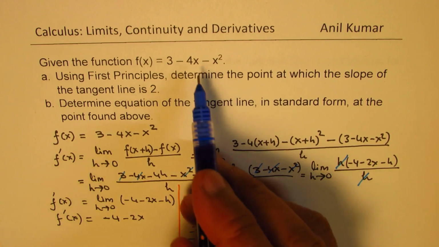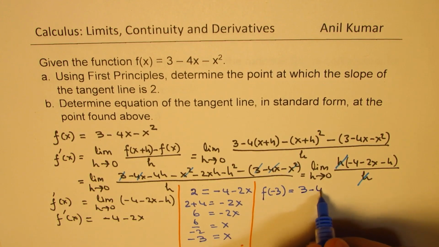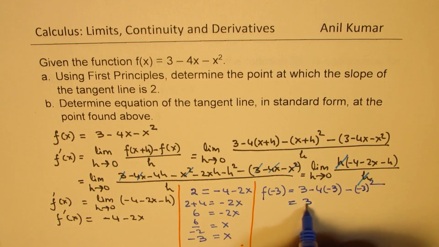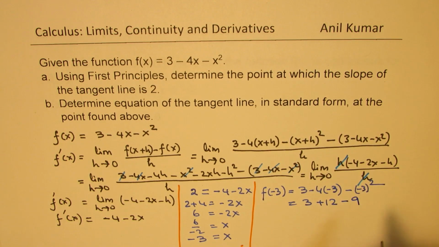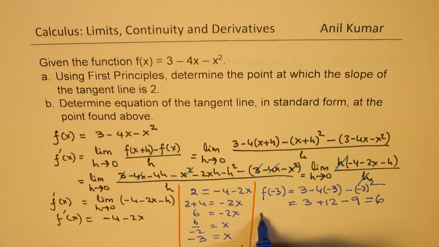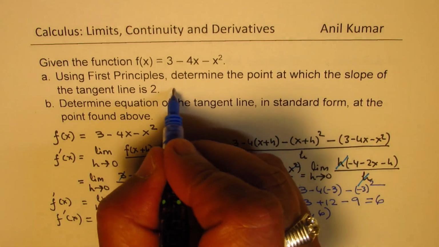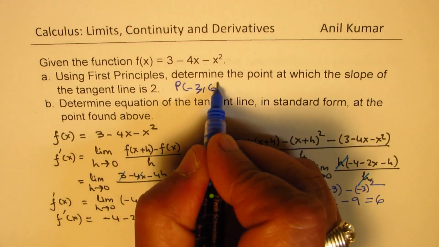Now we will substitute minus 3 in the function and the value of y will be found, correct? So we have 3 minus 4 times minus 3 minus minus 3 whole square. So that is 3, minus minus becomes plus 12, and that is minus 9, right? So 12 minus 9 is 3, and 3 plus 3 is 6. So the point which we are interested in is basically minus 3, 6. So that is the point. We got the first part: the point P is minus 3, 6.